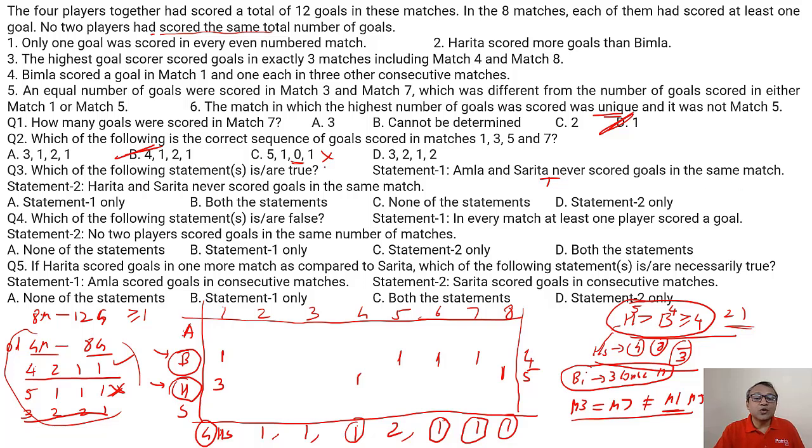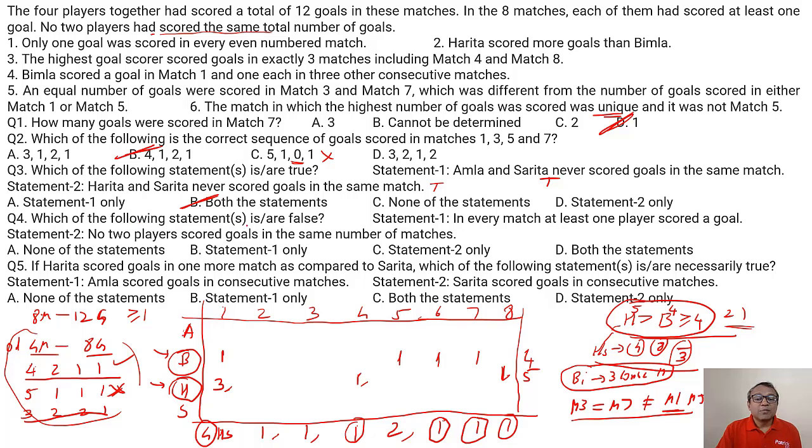And Harita and Sarita never scored goals in the same match. So if you look at Harita and Sarita, Harita has scored in match 1, 4 and 8. Right? Sarita would have scored in either 2, 3 or 5. So again they never scored goals in the same match, which means true. Amla and Sarita did not score goals in the same match, Harita and Sarita did not score goals in the same match. So both the statements are true. So B option. Harita scored in 1, 4, 8, whereas Sarita would have scored in either 1 or 2 matches of 2, 3 or 5. Don't overlap.